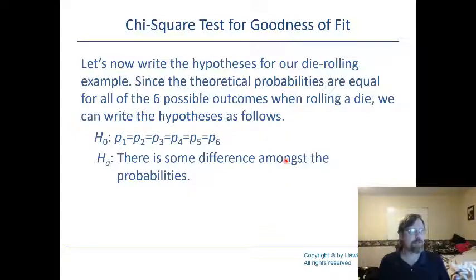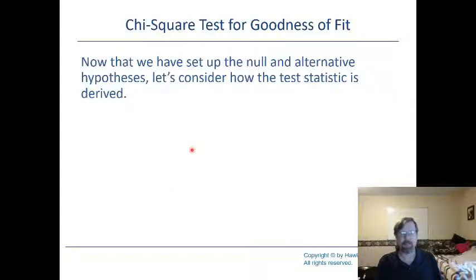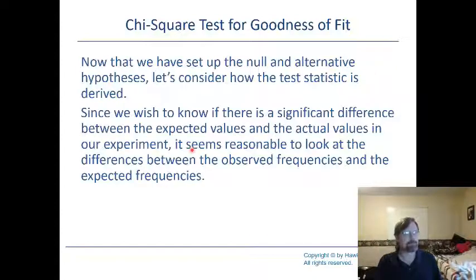All right, so for our die rolling example, there should be the same probability for each outcome, so they should all be equal. All right, so let's talk about the test statistic. We're going to look at the difference between observed frequencies and expected frequencies.